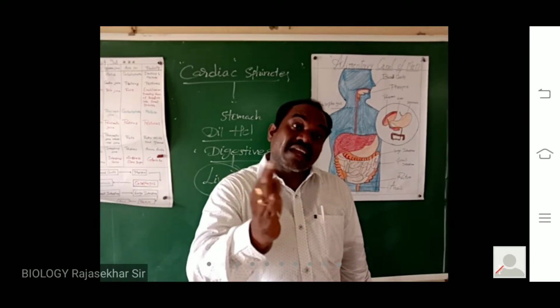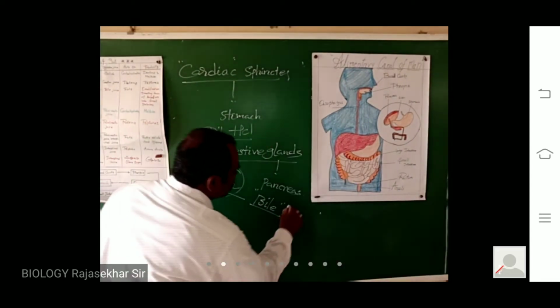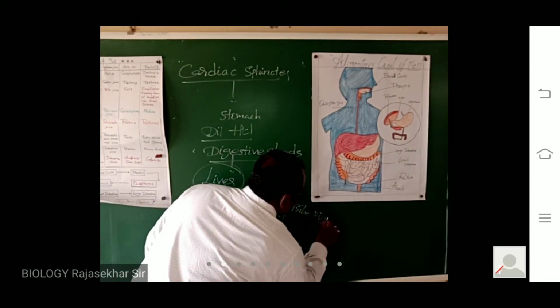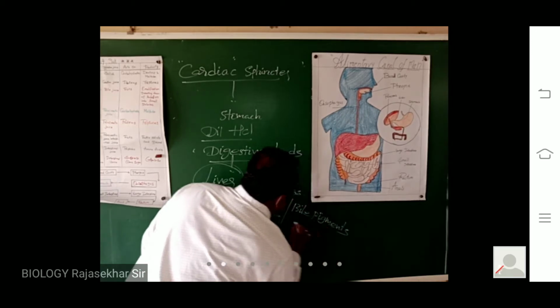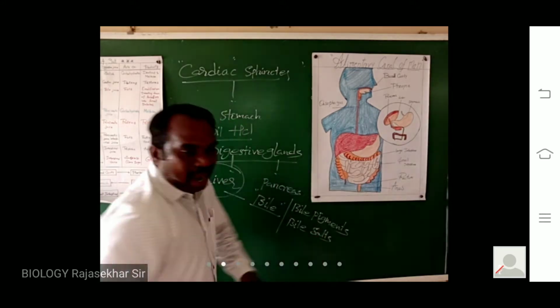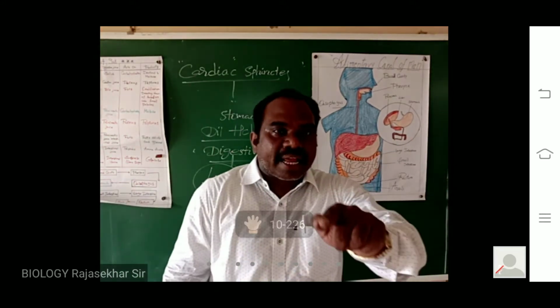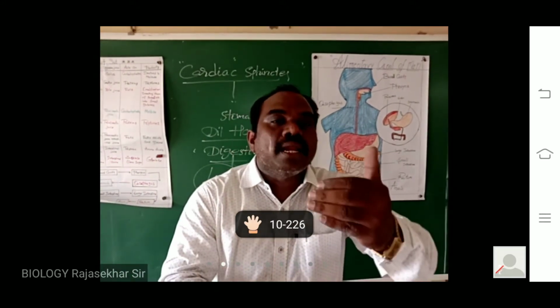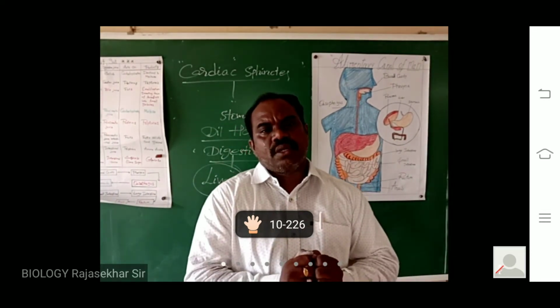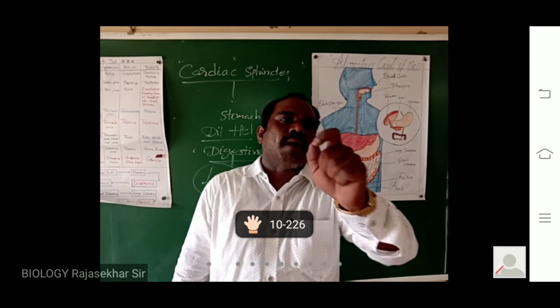Bile juice contains bile pigments and bile salts. Bile juice contains bile salts and bile pigments, but no enzymes. They have no enzymes in the bile juice.